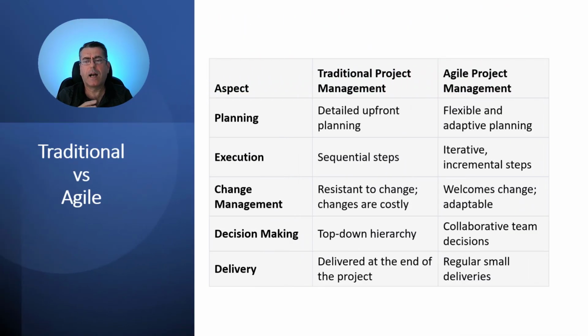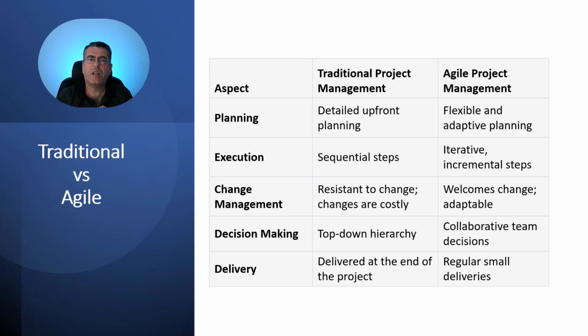I have here a small table that shows some differences between traditional and agile. For example, in terms of planning, in traditional project management, we have detailed upfront planning. In agile, we are more flexible and adaptable in terms of what you're gonna plan. In the execution, we have to follow sequential steps. And in agile, we move in iterative and incremental steps.